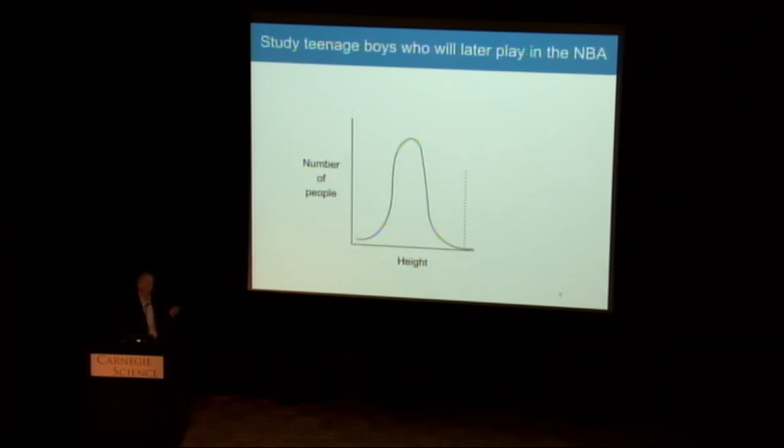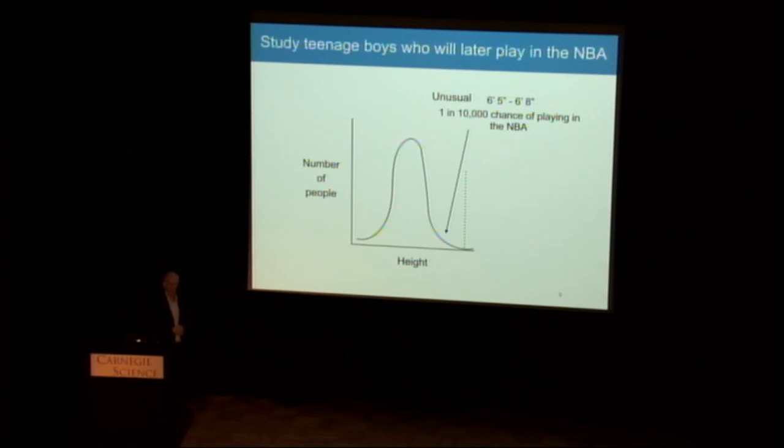So supposing you were asked to do the following. You want to study teenage boys who will later play in the NBA. And you say, well, that's impossible because there are about 20 million teenage boys, and only about 20 in any given year are going to make it into the NBA. So if I were to try to study them, I would have to take films of 20 million people, and that's cost prohibitive. I couldn't possibly ever do that. But if you say, okay, well, what about if I just take people who are 6'5" to 6'8"? Turns out the numbers get better. The noise goes down.